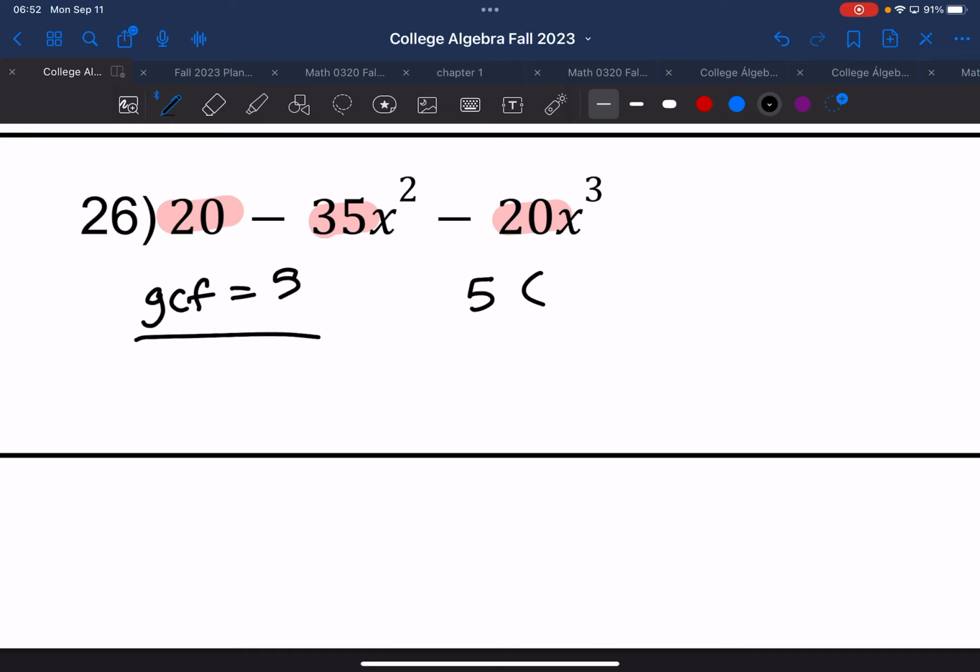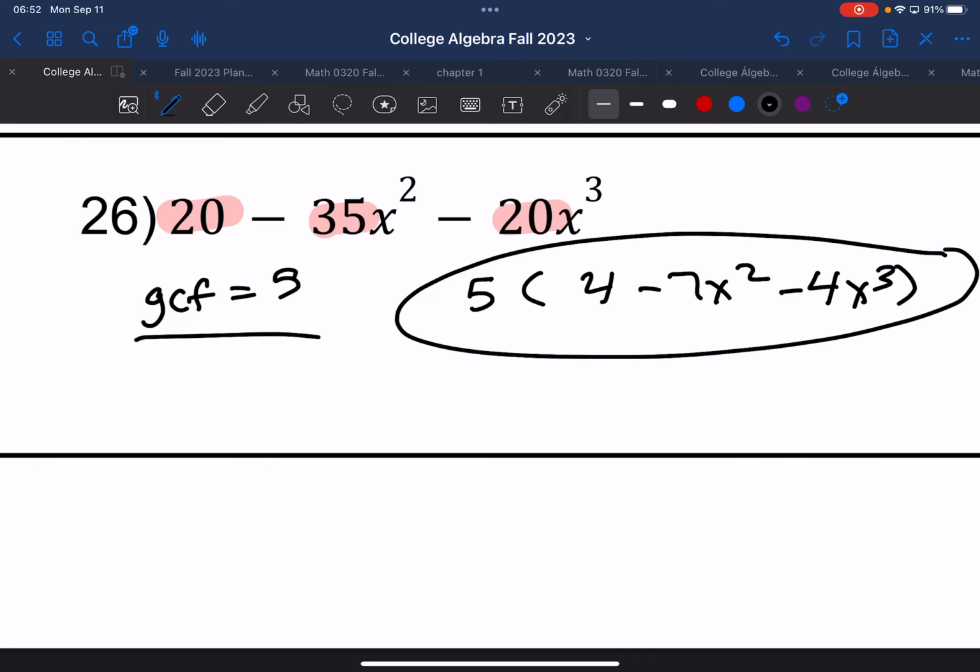We're going to divide that 5 in. So 20 divided by 5? -35x squared divided by 5? 7x squared. Good, -7x squared. And lastly, -20x cubed divided by 5. Good, -4x cubed. Notice that all the variables stayed the same. The only thing we were just dividing is the numbers. That was just because our GCF only consisted of a 5.